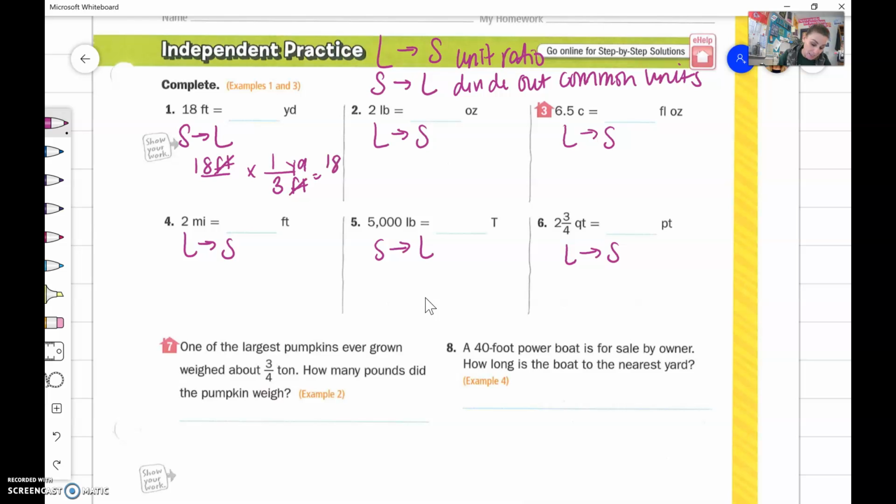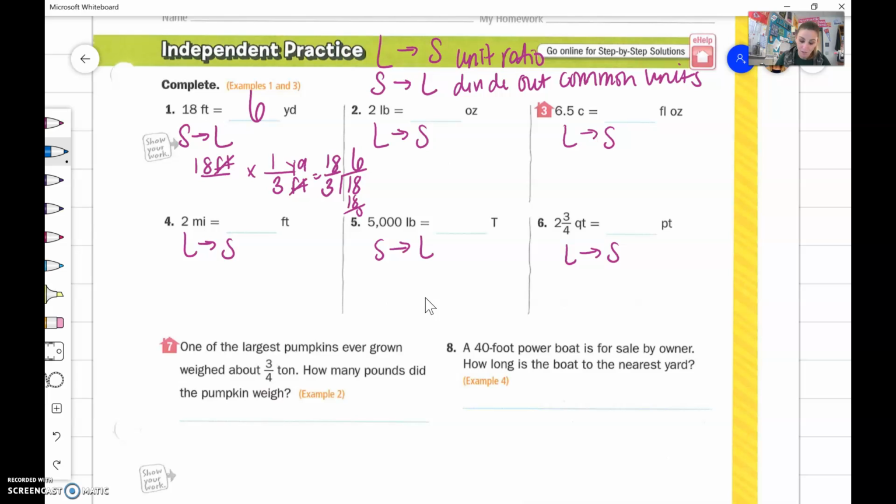I get 18 over 3. Well, I know that I have to divide. When I divide 18 by 3, I get 6. That's if you didn't cross simplify, so my answer is 6 yards. If you did cross simplify, you would have gotten 6 right at the beginning.